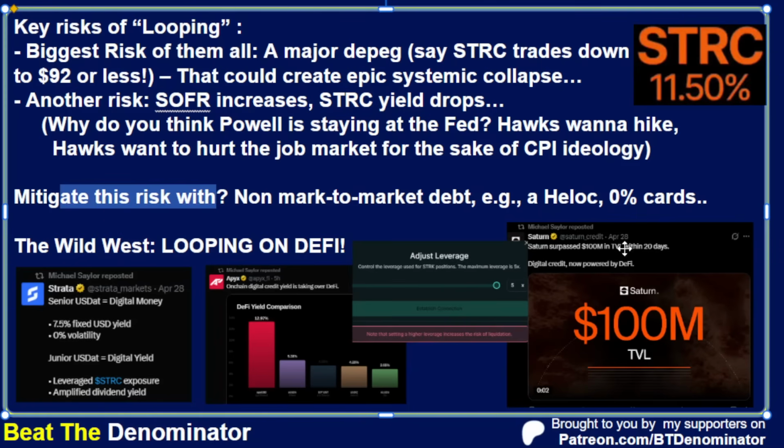Well, there's one simple way to mitigate that risk, which is to have non-mark-to-market debt. But then again, if you have non-mark-to-market debt, why wouldn't you just buy Bitcoin, right? Or Strategy. Right, that's my point. But of course, if you want to avoid the liquidation risk, the HELOC is a way to do it. If you paid for a house, you get a HELOC on the house, you borrow at 7-8%. I mean, mortgage rates are at a 4-week high, so it's probably 8% now for a HELOC or something like that.